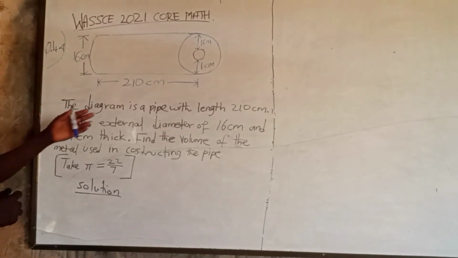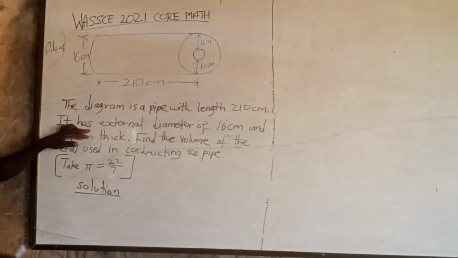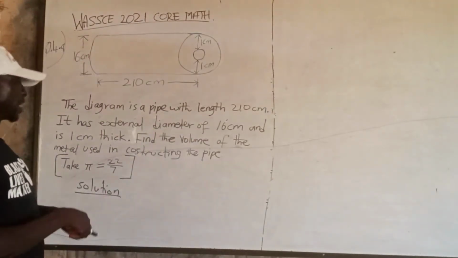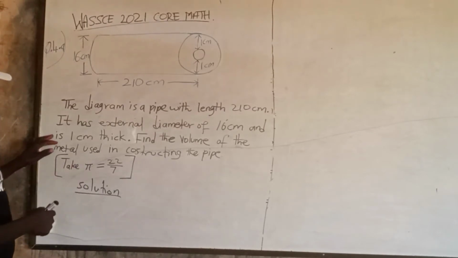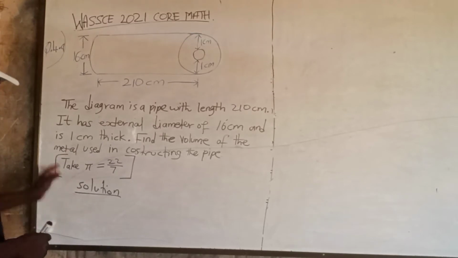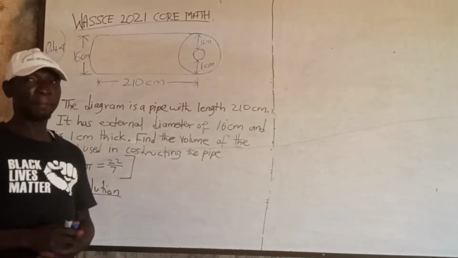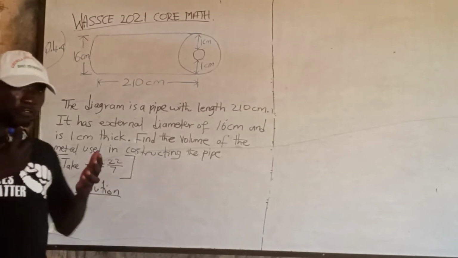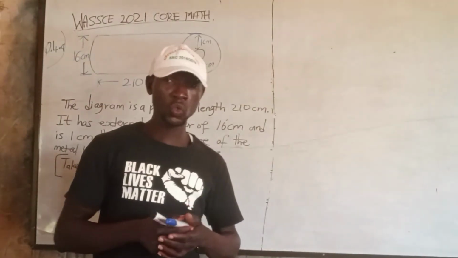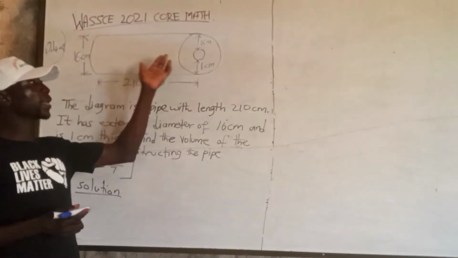A pipe with length 210 centimeters. It has an external diameter of 16 centimeters and is 1 centimeter thick. Find the volume of the metal used in constructing the pipe. So we're asked to find the volume of the metal that was used to construct this particular pipe up here.